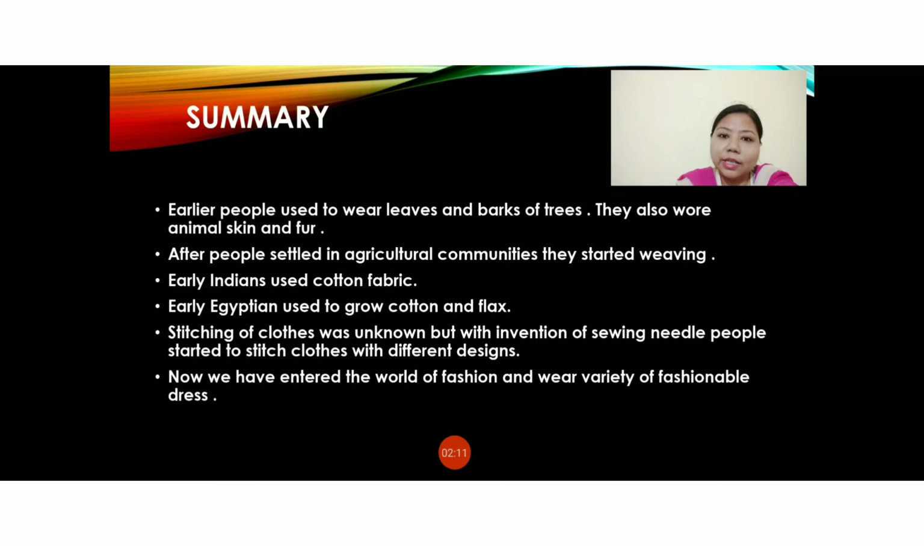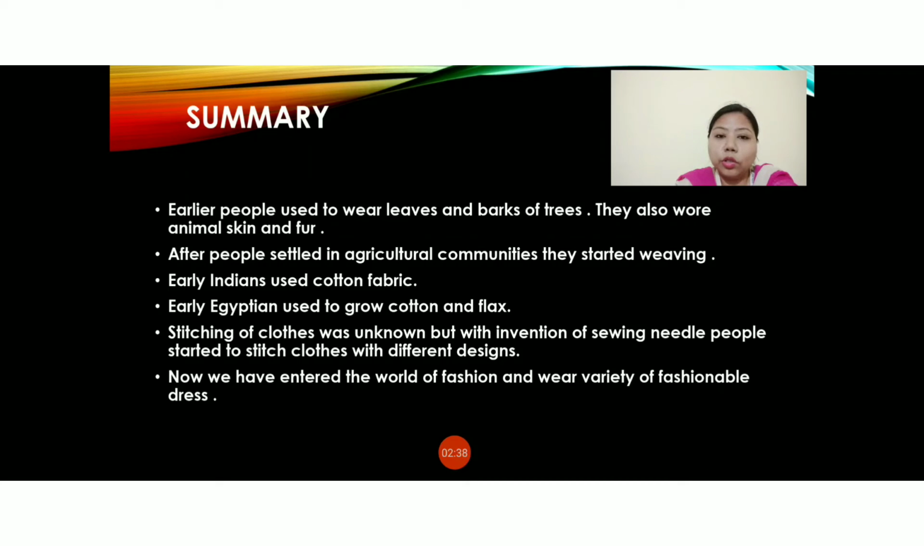In today's class you have learned that earlier people used to wear leaves and barks of trees. People also wore animal skin and fur. After people settled in agricultural communities, they started weaving. The early Indians used to wear cotton fabric, and the early Egyptians used to grow cotton and flax.